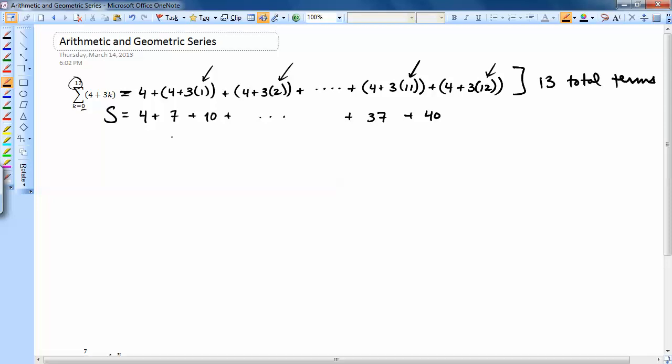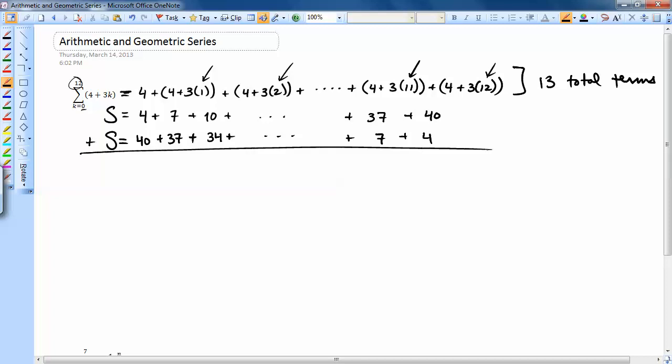So what I'm going to do is I'm going to write the same sum, but I'm going to write them in reverse order. So I'm going to put 40, 37. Let's see, the one that would come before that would be 34. And then if I go all the way to the end here, the last two terms would be 7 and 4. Now, one of the great things about an arithmetic sequence is that when I add it to itself and I've lined these up backwards like that, I get 2s, and then every single term here ends up being exactly the same.